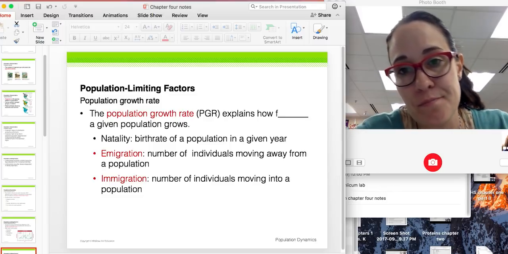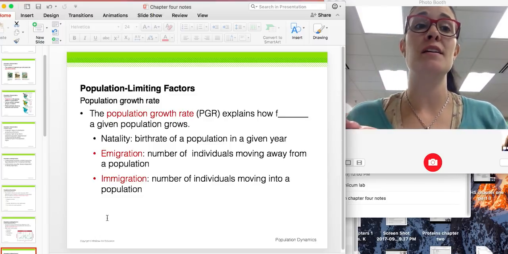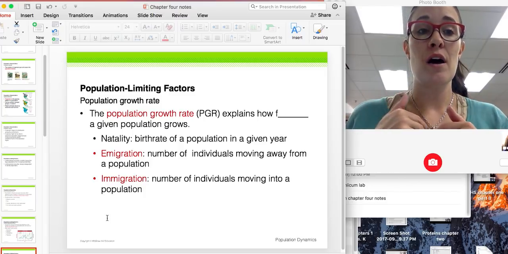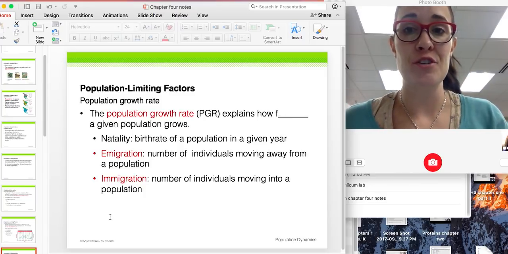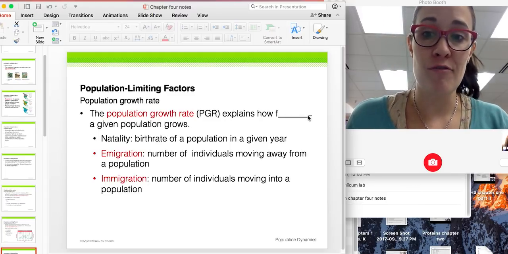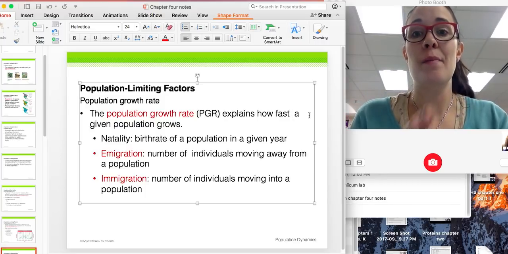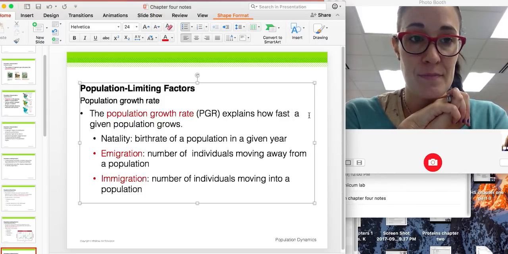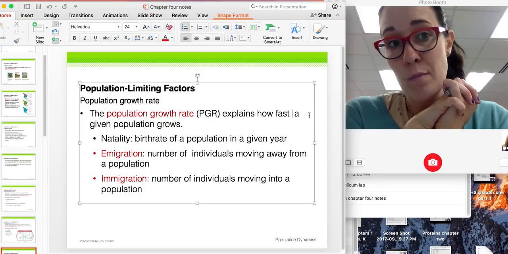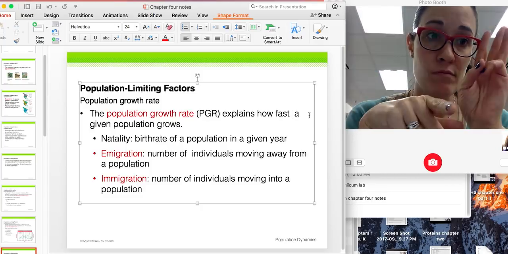So, these limiting factors, whether density independent or density dependent, impact population growth. Population growth rate explains how fast a given population grows. Okay, so population can grow a few different ways.